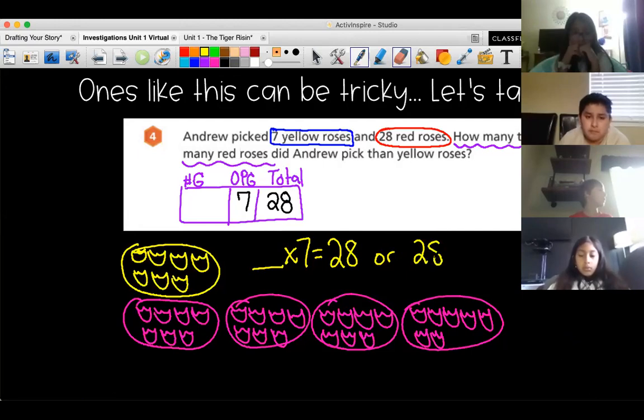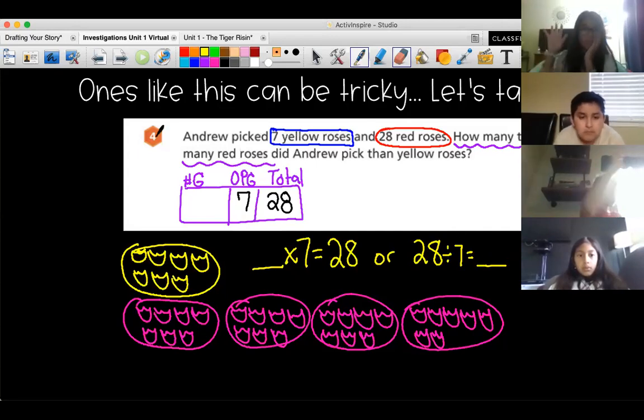One divide. Say it, your comment. You're right. 28 divided by 7, right? So then we look at our bottom drawing. How many groups of 7 did we have for 28 roses? Cynthia? 4. 4, right? So which one of those is our answer?